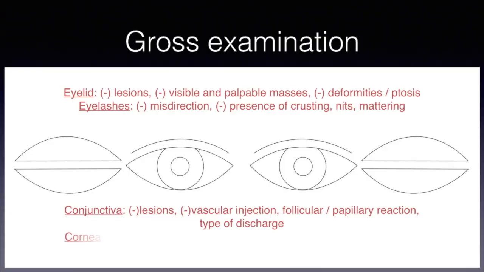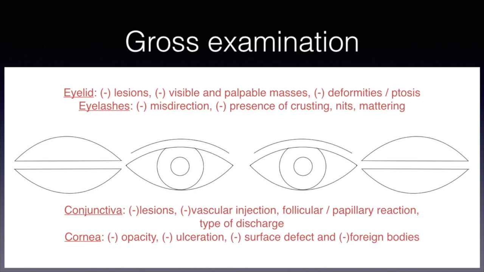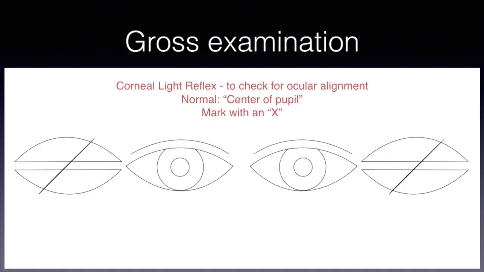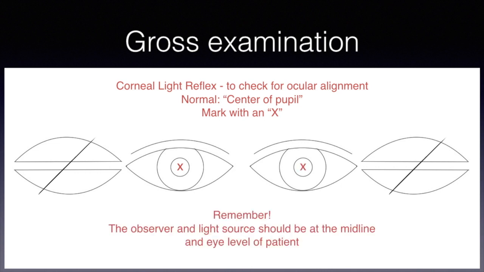The corneas should be inspected with a pen light to note for any lesion, ulceration, surface defect, or foreign body. Record your findings on the gross exam diagram and draw as necessary. Take note of the spots where the corneal light reflections fall as you shine a pen light directly in front of the patient, about 1 meter away at the same eye level. On your gross exam drawing, mark these positions with an X.